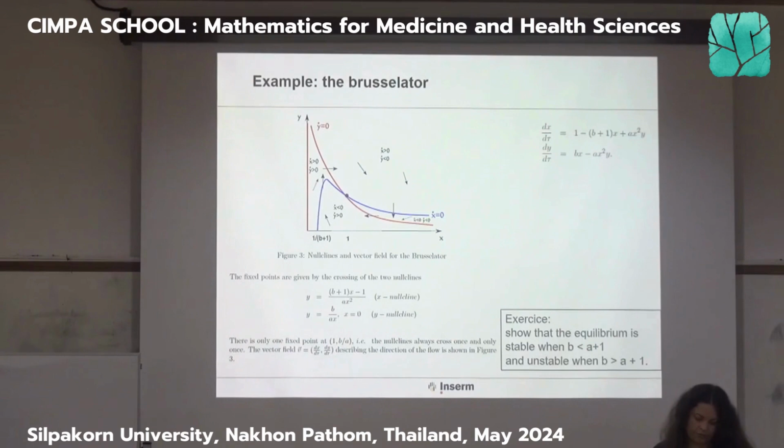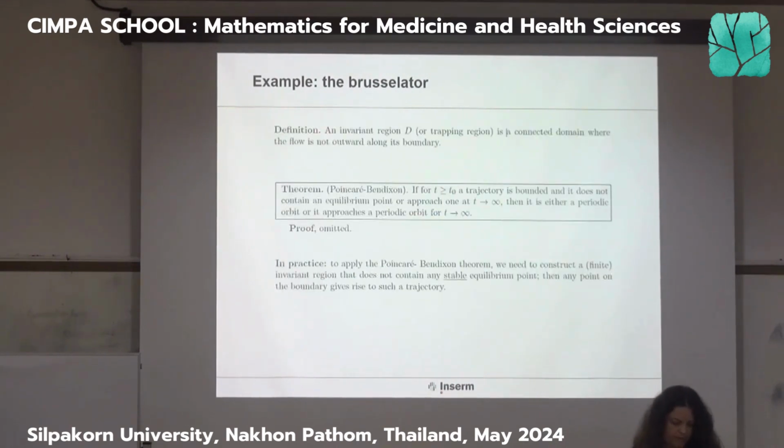So for the following, I need two definitions, or one definition and one theorem. So let's talk, very briefly, about the definition of an invariant region. Sometimes it's called a trapping region. And this is just a region, a connected domain, where the flow is only pointing inwards.